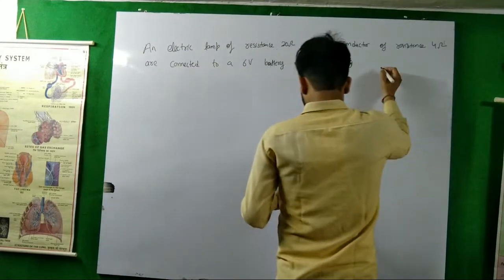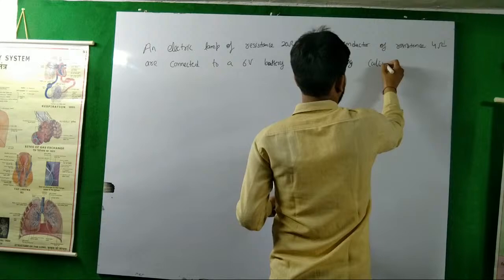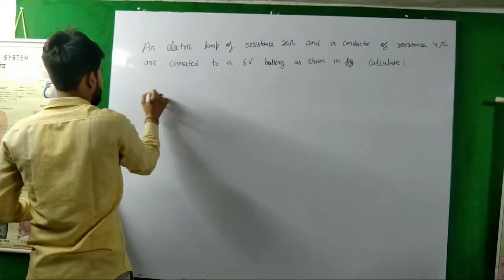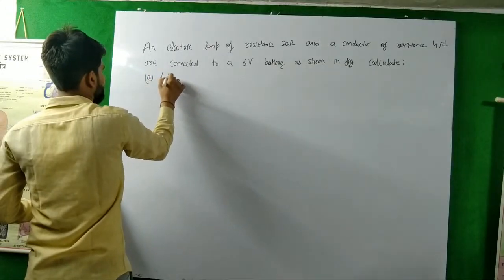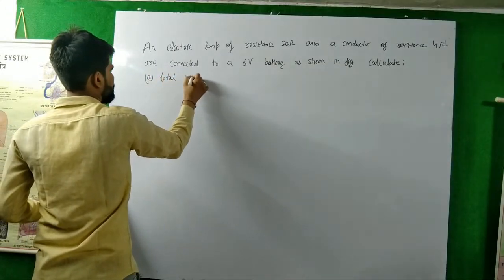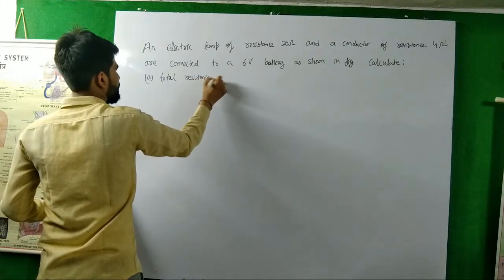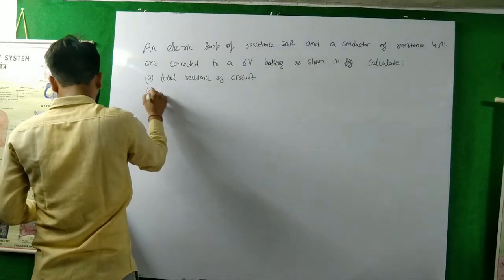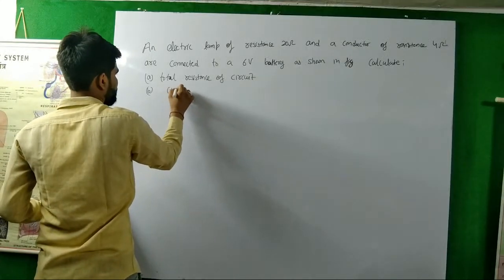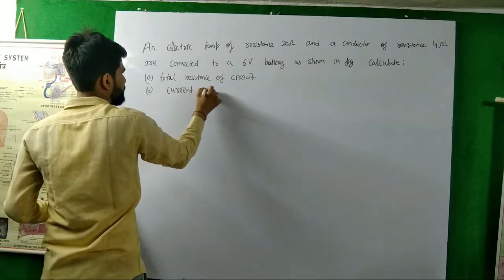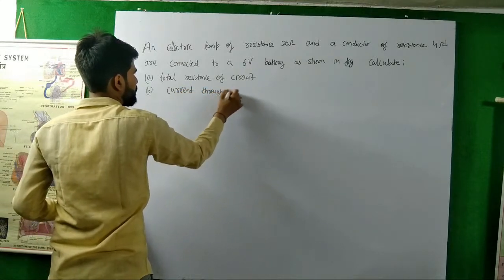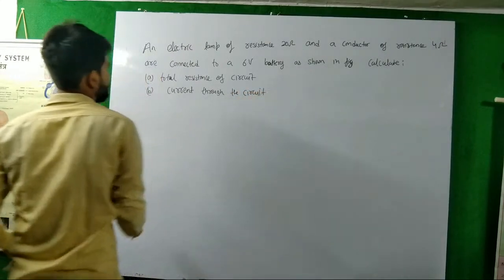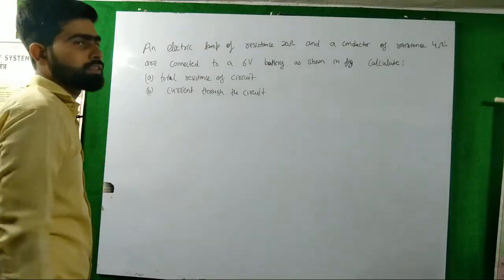Calculate. The first question is the total resistance of the circuit. And the next is the current through the circuit. We have to find two things: total resistance of the circuit and current through the circuit.